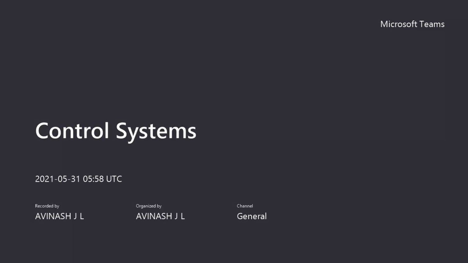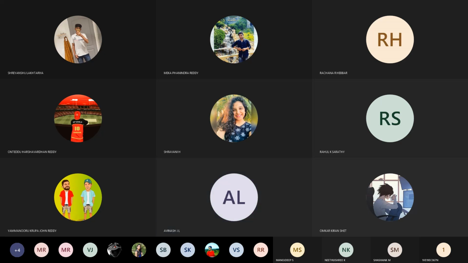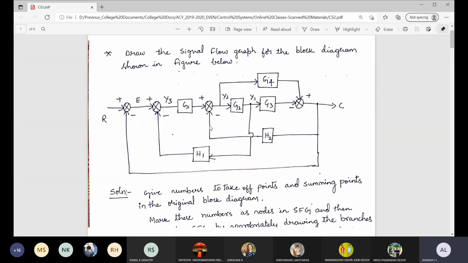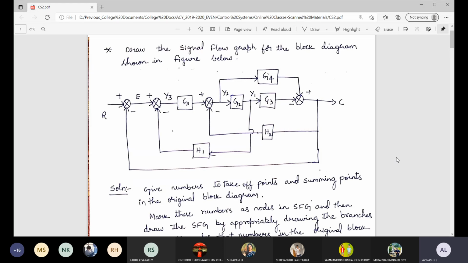Flow graph can be converted into the block diagram. Sorry, how a block diagram can be converted into the signal flow graph, and we are going to solve the things. Okay, so first thing is you draw the signal flow graph. Write the question: Draw the signal flow graph of the block diagram shown in the figure below, and draw the block diagram.